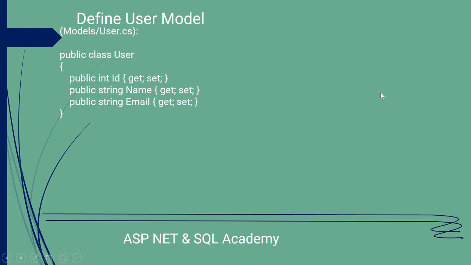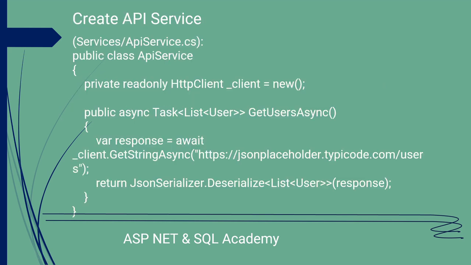Create a model class that matches the JSON structure of the API response. This helps deserialize the result properly. This service uses HttpClient to fetch data from the API and converts it into a list of user objects using JSON serialization.